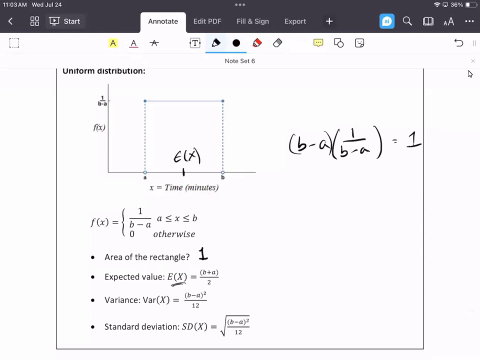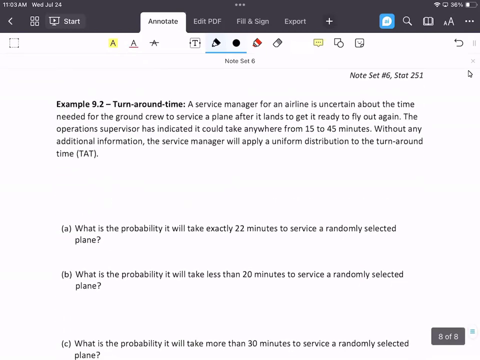The variance is going to be, you're going to take b minus a, square it, and divide by 12. And consequently, to get the standard deviation, you would take the square root of that variance. Once again, we're not going to go through the derivation. This is just something I would make sure you have on your summary cheat sheet if you do one for the exam.